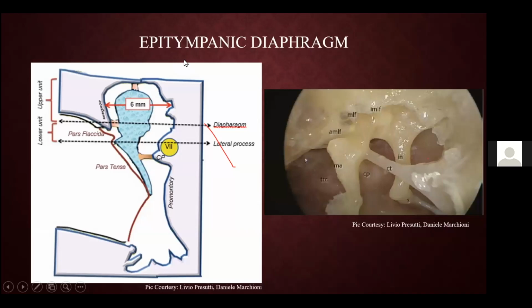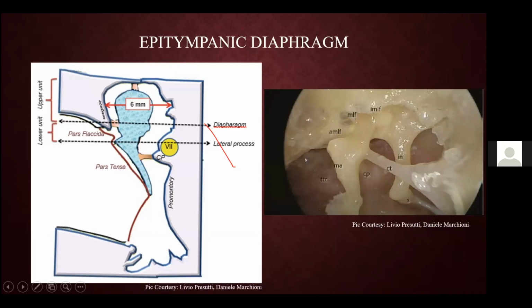We all know that the attic is divided by a small imaginary horizontal line from the lateral process of the malleus. So the part above is the attic and the below part is the mesotympanum. And this attic part is further divided by the diaphragm, the epitympanic diaphragm, formed by various structures, which we'll study in the coming slide, into the two units, upper unit and the lower unit.